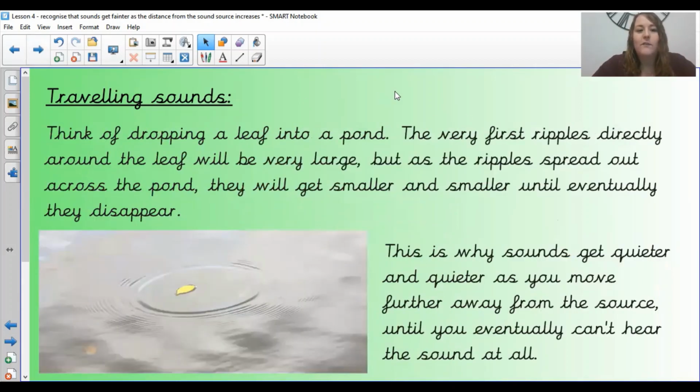Okay, it says, think of dropping a leaf into a pond. The very first ripples directly around the leaf will be very large, but as the ripples spread out across the pond, they get smaller and smaller until they eventually disappear. And this is why sounds get quieter and quieter as you move further away from the source, until you eventually can't hear the sound at all. So this is another way of explaining the same thing I tried to do with the phone a moment ago.